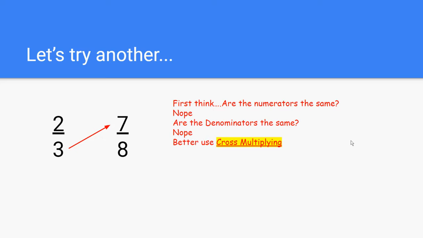So again, I'm going to cross multiply. I'm going to take my 3, my denominator, and I'll multiply it by 7, the opposite fraction's numerator, and I get 21. Then I take my 8 and I multiply it by 2, and I get 16. And now I'm just going to compare 16 and 21. So is 16 greater than, less than, or equal to 21? Perfect. Okay, less than. So that means if 16 is less than 21, that means 2/3 is less than 7/8.